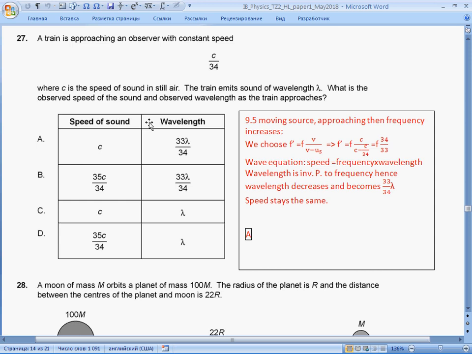A train is approaching an observer with constant speed. What is the observed speed and observed wavelength as the train approaches? 9.5, moving source approaching, then frequency increases. We choose the formula with minus, and we get 34 over 33 of f. Wavelength is inversely proportional to frequency, so it is decreased by 33 over 34. Speed doesn't change, so we choose answer A.